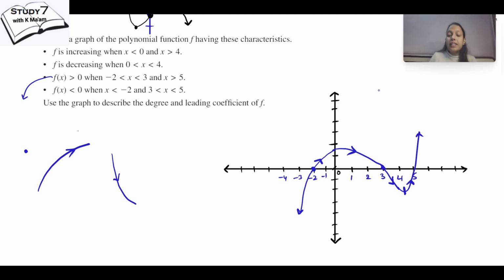Then check what is the possible degree. Degree is checked by how many times it cuts the x-axis. 1, 2, 3. And also you can check the end behavior. One end is going up, one is going down. So the degree is odd. Odd degree, one end going up, another going down. Leading coefficient: moving to the right side, the function also goes up. Therefore, it's a positive coefficient. Okay, I hope this is clear. Let's do the next one.